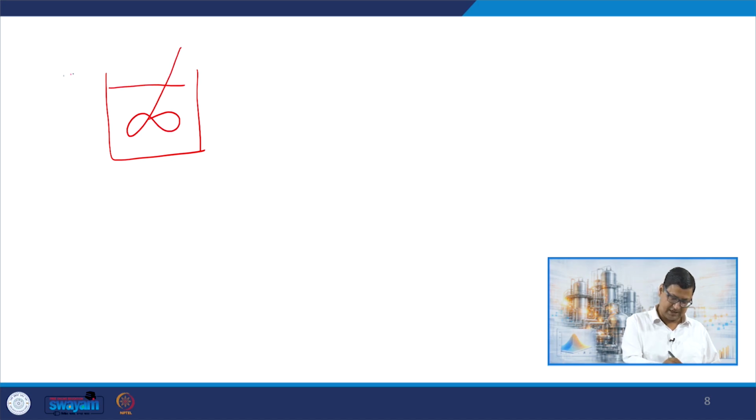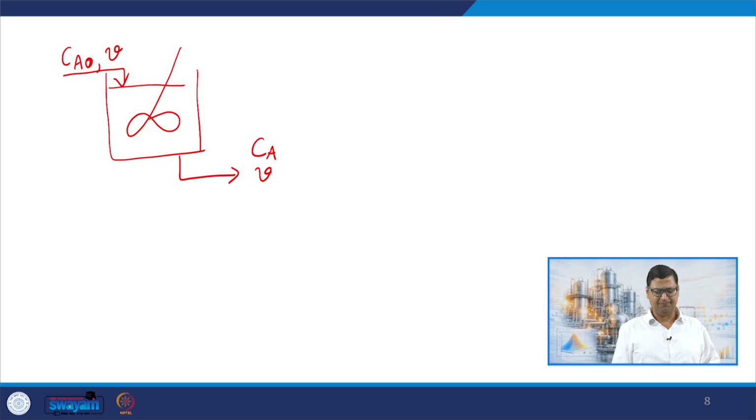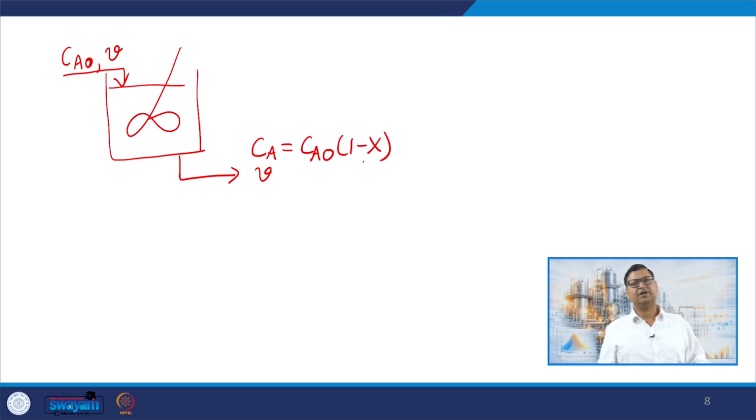So we had a CSTR, we begin with a certain concentration of A. Let us assume that there is no product to begin with. So we have pure A with a concentration Ca naught and with some volumetric flow rate V, that is the same as the volumetric flow rate in the outlet, but the concentration is now Ca. And now we can also define a conversion. Ca is equal to Ca naught into 1 minus x, where x is the conversion. The only thing is that the Ca here is a function of time. We are doing unsteady state, and therefore x is also a function of time.